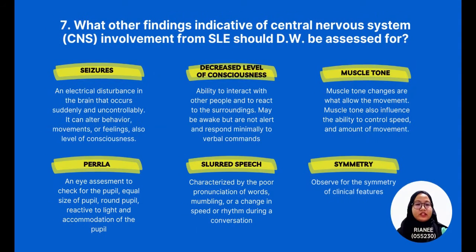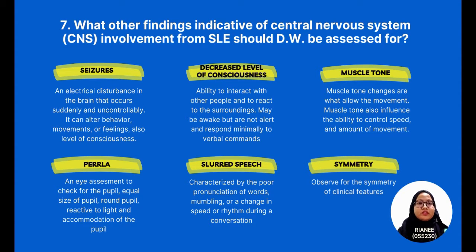What are the findings indicative of CNS involvement from SLE that DW should be assessed for? Number 1, seizure. It is an electrical disturbance in the brain that occurs suddenly. It can alter behavior, movement, or feelings, and also level of consciousness. Number 2, decreased level of consciousness. It is the ability to interact with other people and to react to the surroundings. The person may be awake but not alert and responds minimally to verbal commands.